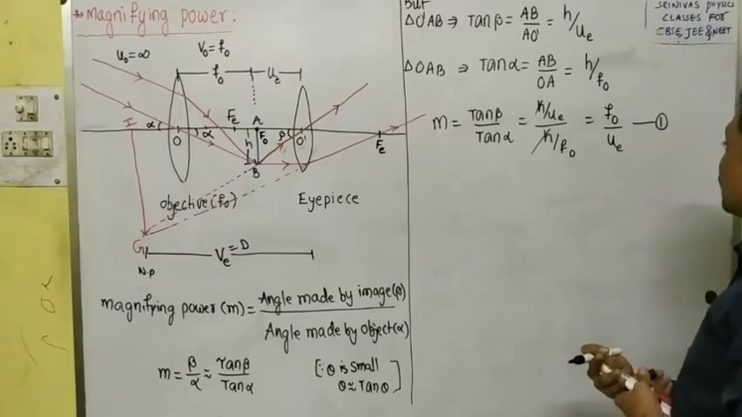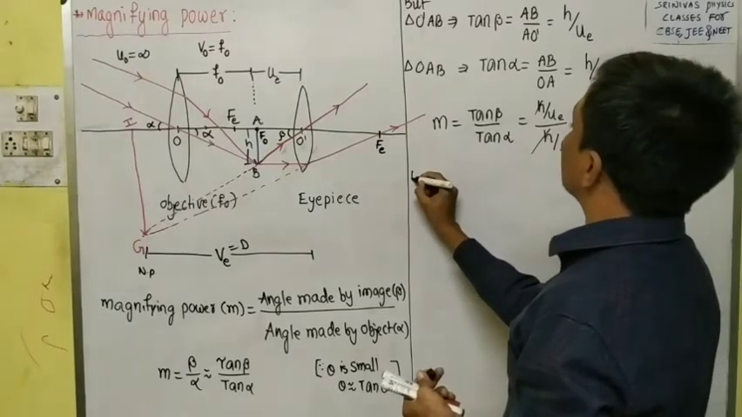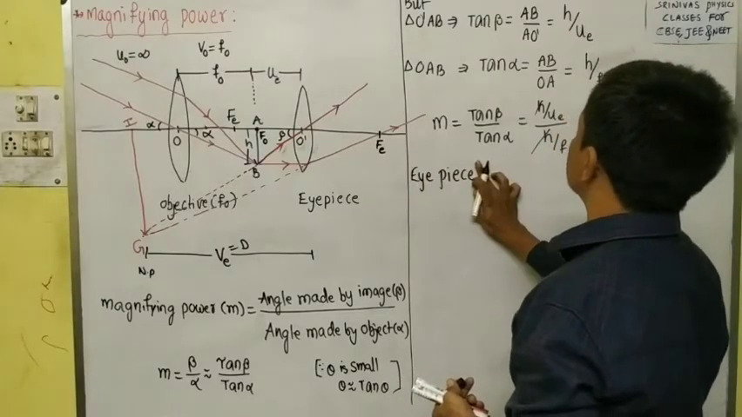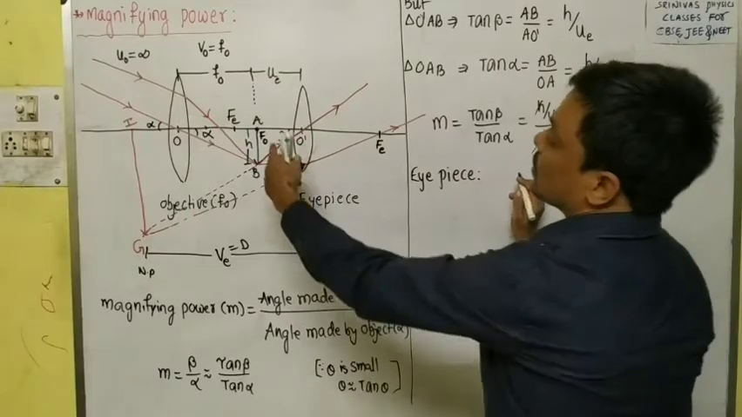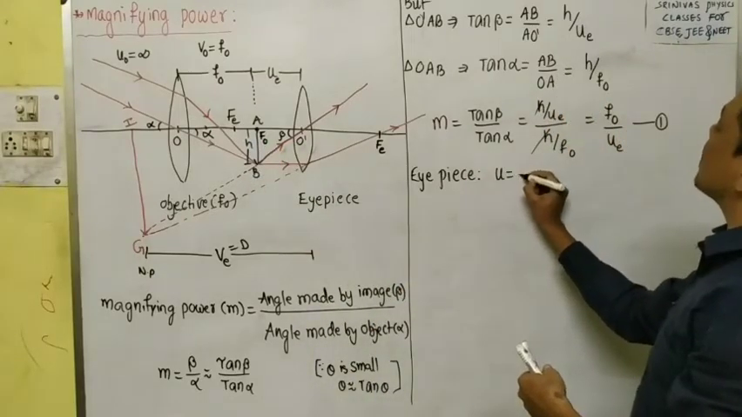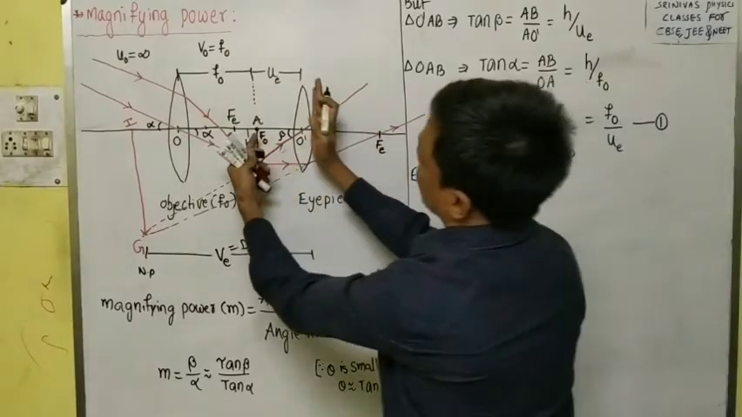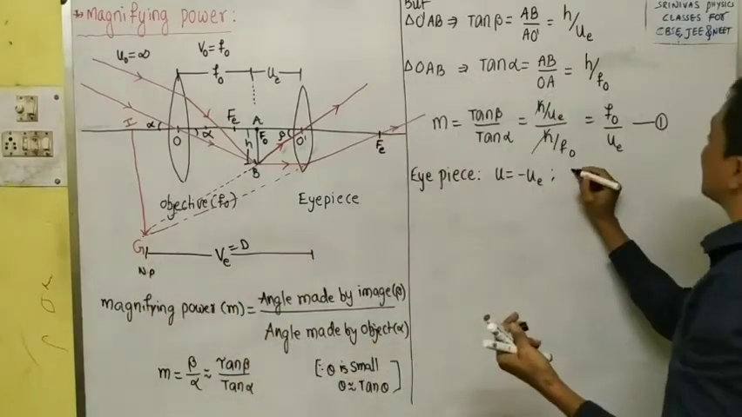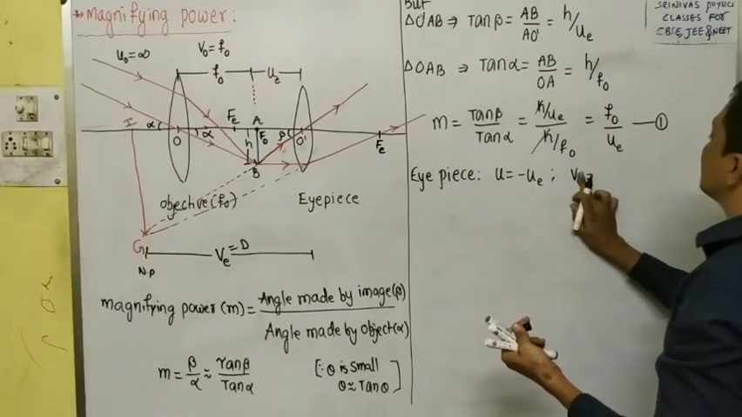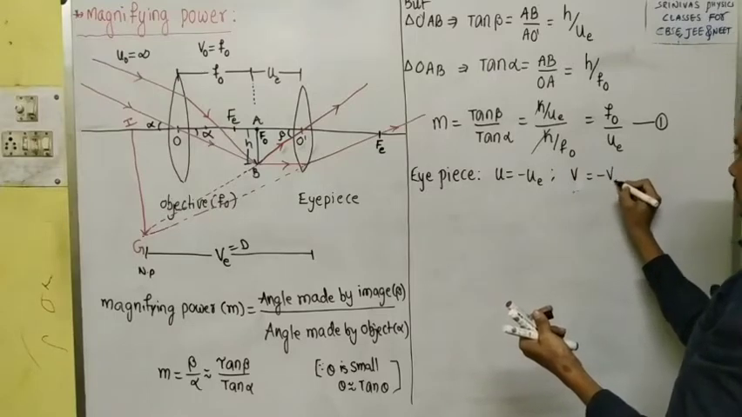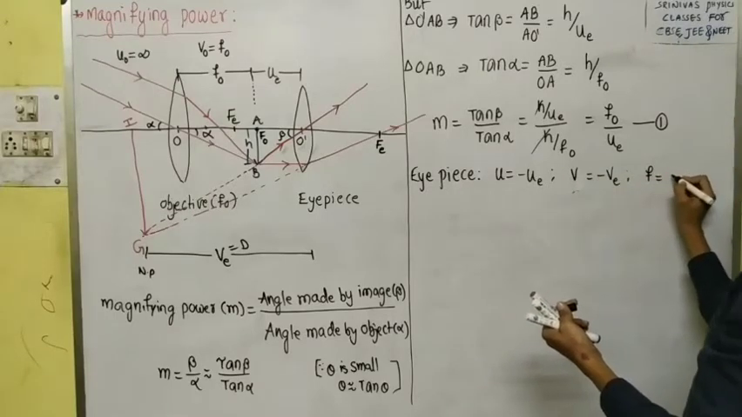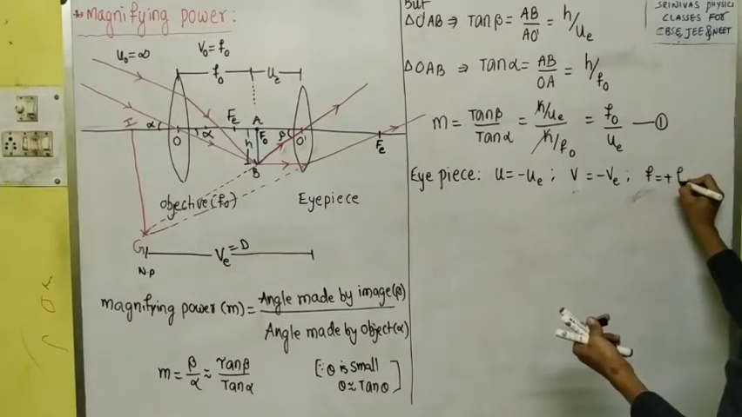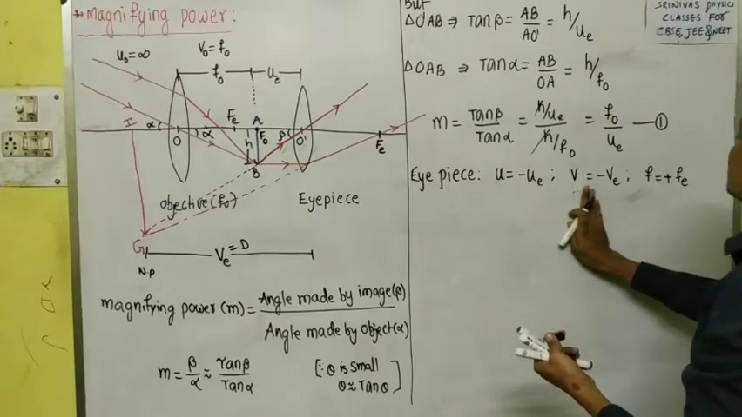And now what we have to do here, right? In case of the eyepiece, what is the object distance? For the eyepiece, the object is AB. Object distance is on the left side, that's why minus UE. And the image also forms on the left side. That is minus VE, the image distance. And the focal length of the convex lens we take as positive, plus FE. Now substitute all the values.